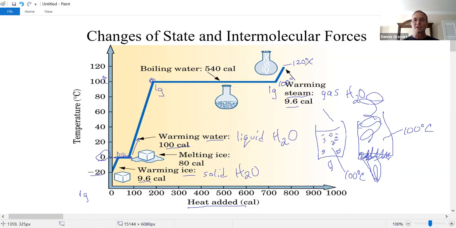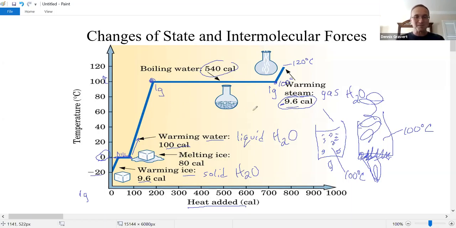So how much heat energy do you need to remove from steam at 120 to bring it down to 100? Same amount, energy is conserved. We might say it's a negative 9.6 calories, meaning we have to remove it, take it away. If you want to condense steam back to liquid, you'd have to remove 540 calories of heat. Take the 1 gram of steam and bring it down to 1 gram of water. Anyways, whatever you calculate to go in the forward direction, same value in the opposite direction. Energy is conserved.